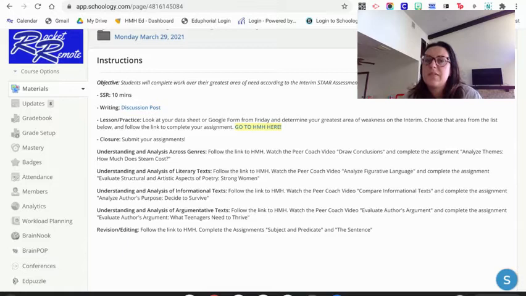Understanding and analysis of informational text. That's just an informational text. Do you understand it? Do you understand the purpose? Why did the author write it? So on and so forth. Understanding and analysis of argumentative text. Same thing as informational in that you're trying to understand its purpose, but you also need to understand both sides of the argument and identify bias.